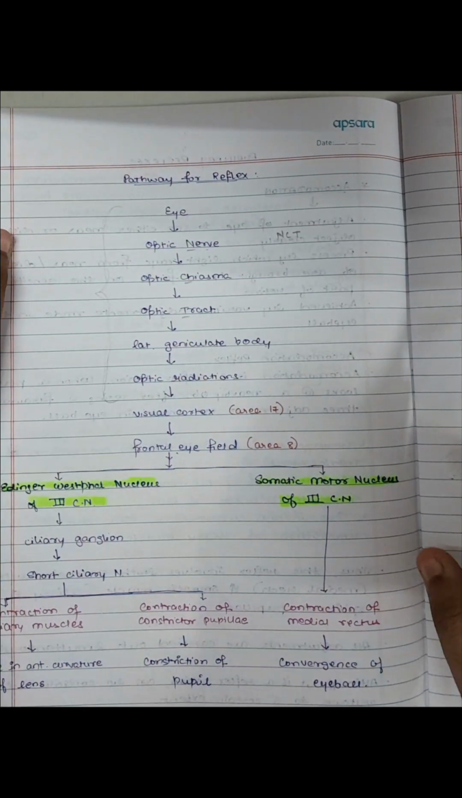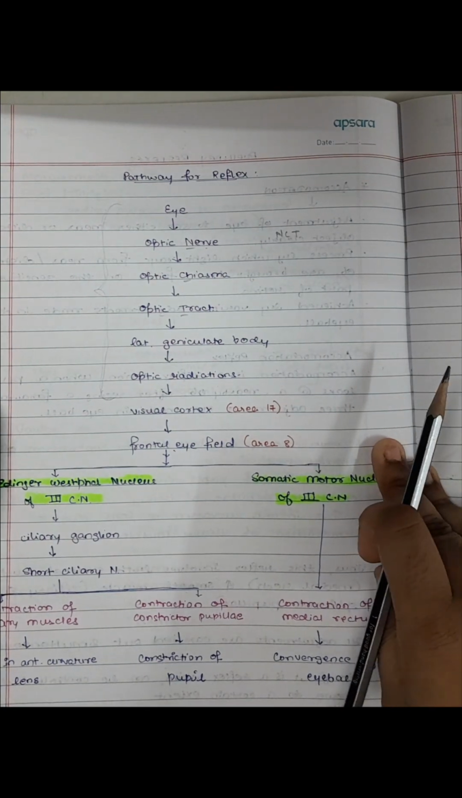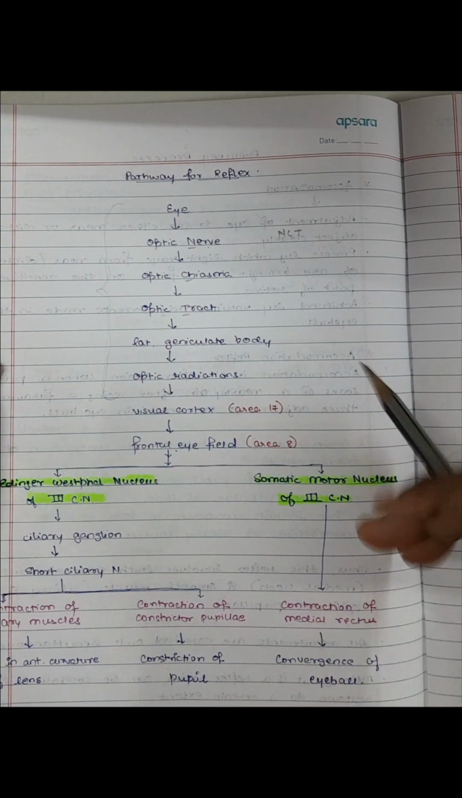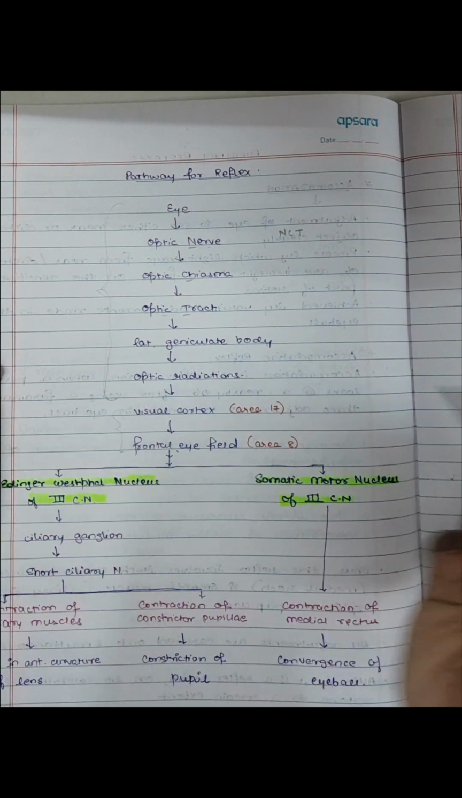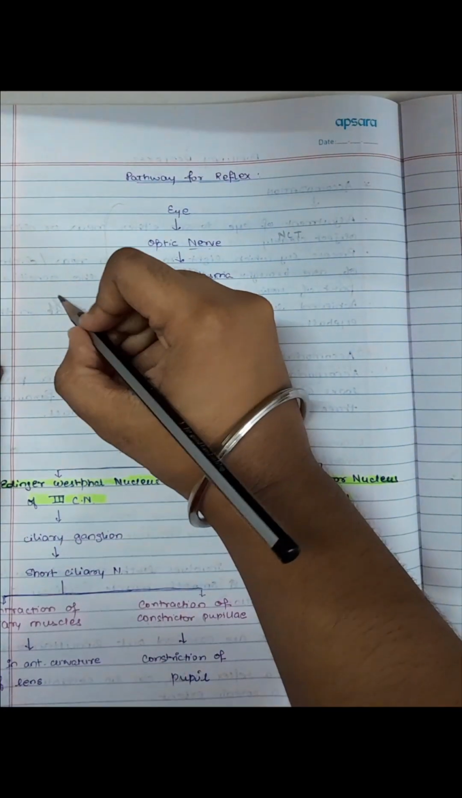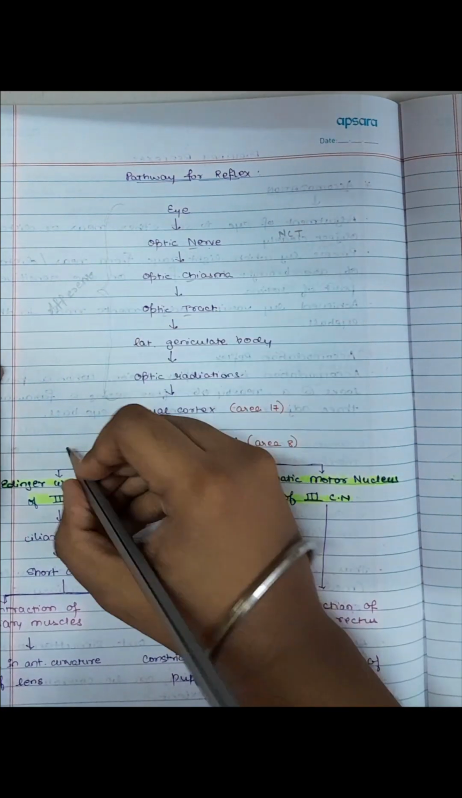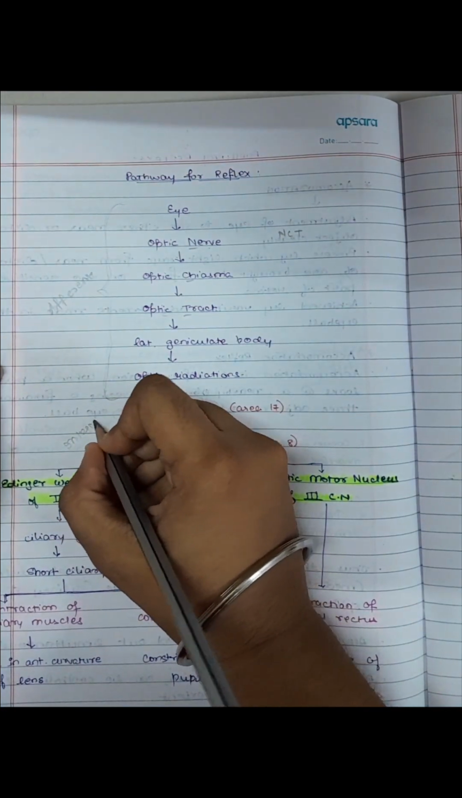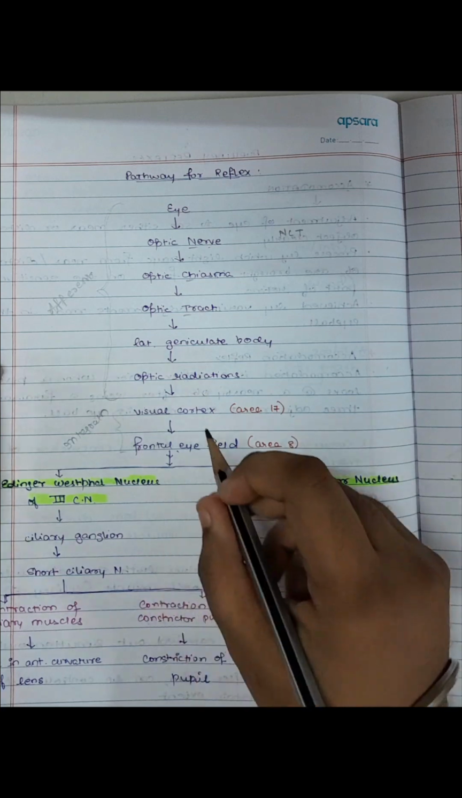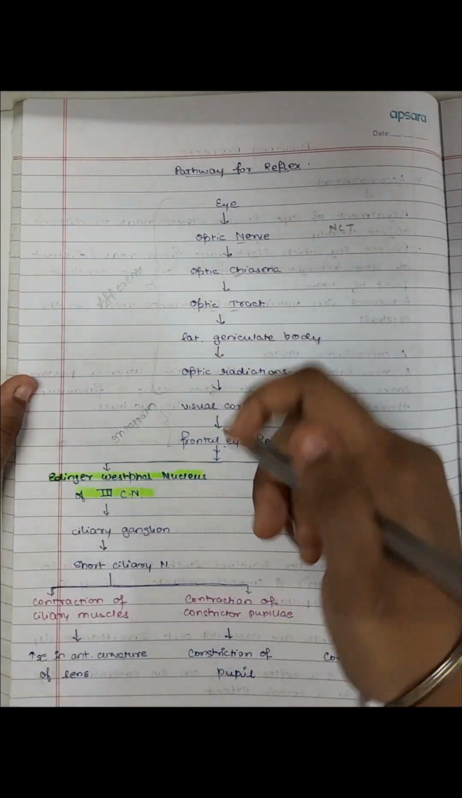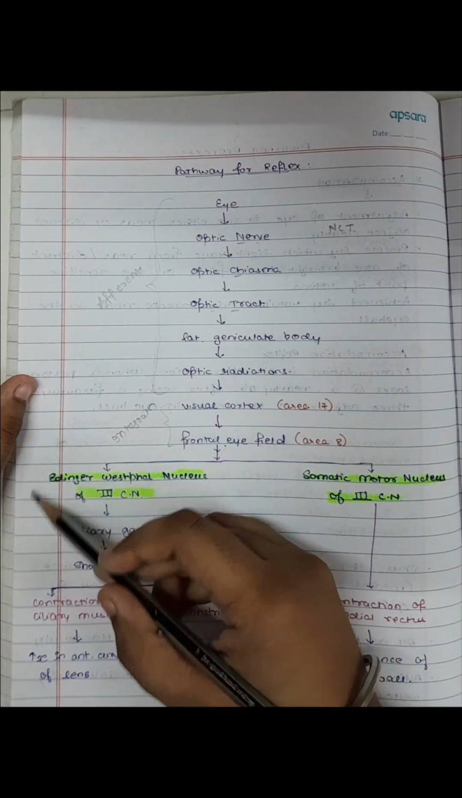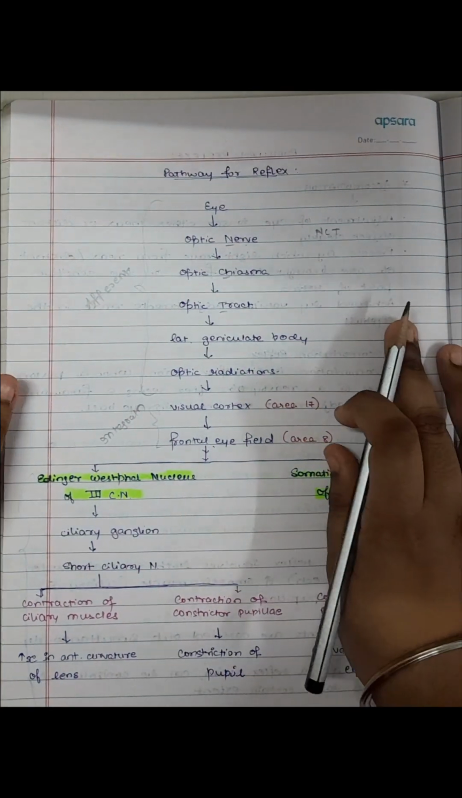Now this whole part, till your optic radiations, is the afferent pathway. This is the impulse traveling from the eye to the brain. See, these are the parts of the brain. So these are the integration centers, right? This is the integration center where the processing of the impulse happens, and this is your efferent pathway, right?